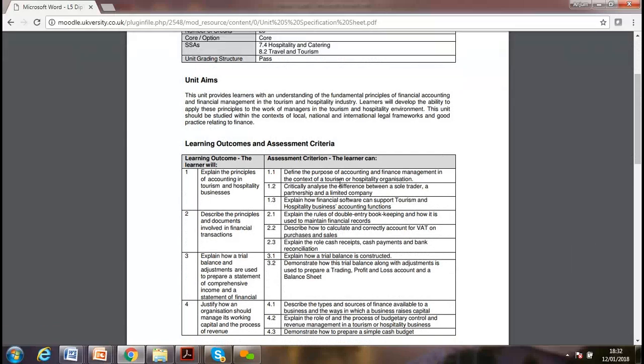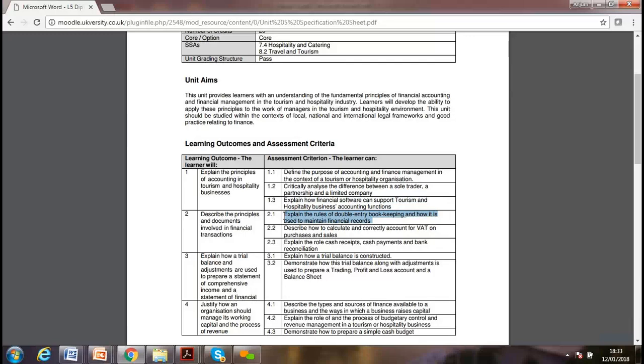So up to now we have covered the purpose of accounting and financial management. We linked it with the hospitality industry, and we critically analysed the difference between sole trader and partnership. During our first lesson, we discussed Sage and Pax's accounting software. We can use those for tourism and various other industries as well, and we discussed how many customers they have and how the software can be used.